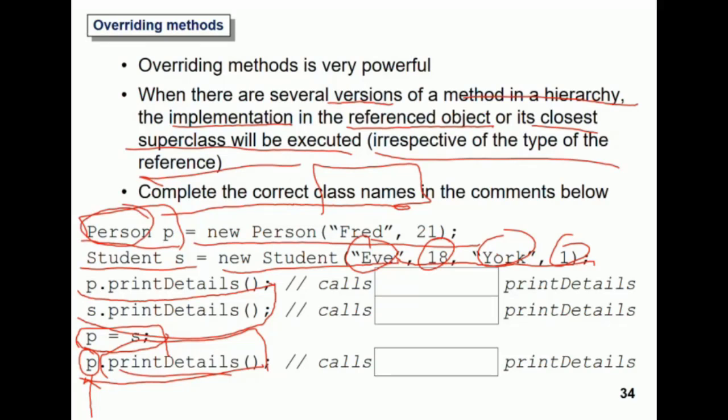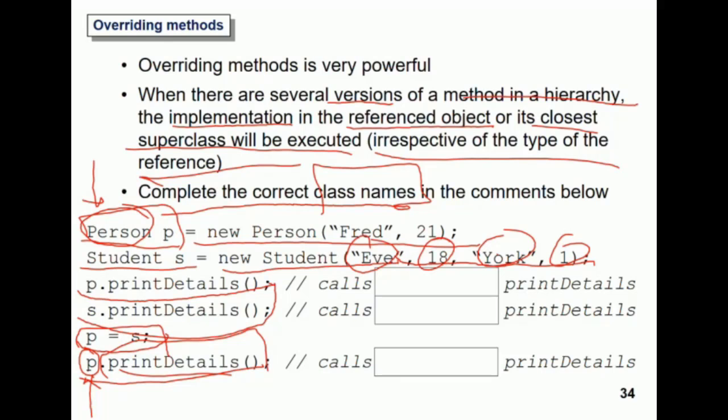If the person class does not have the print details method, then you won't be able to run it, even though it exists in the student class. It's because the compiler does not know what object you're trying to run. The compiler, before you actually run your program, will look at the reference type. It won't look at the object type. The compiler doesn't know what's happening at runtime. It only knows what's happening before you run the program.